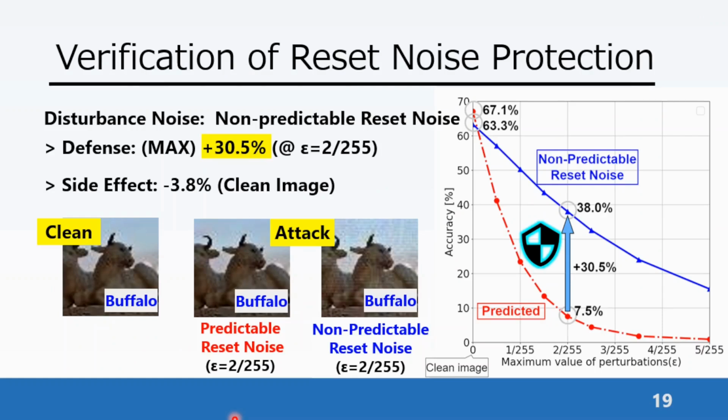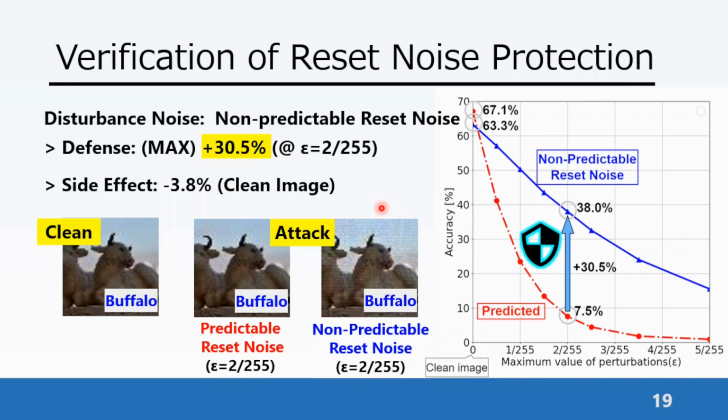We have verified the recognition accuracy under the adversarial attacks. However, this time, non-predictable reset noise was added to the image. When epsilon equals 2/255, the recognition accuracy improved by 30.5%. This means that the defense success rate is increasing. On the other hand, the side effect of adding noise is degradation of accuracy for clean images. However, the degradation was only 3.8%, even though the noise was added to the clean image.